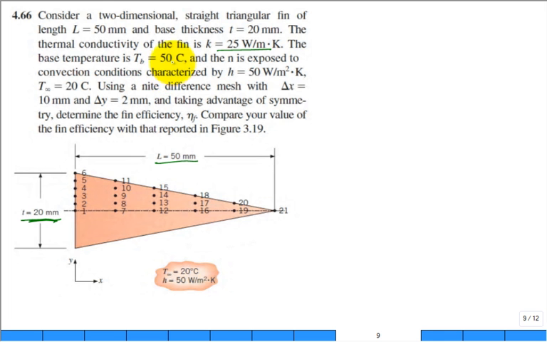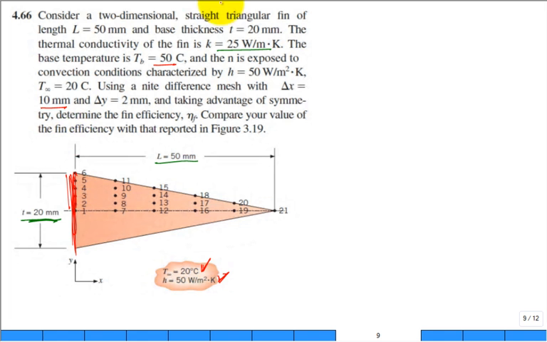The base temperature is 50 degrees C. Where is the base of this fin? You have 3 choices: here, here, or here. The third one. Yeah, so all along this is the base, and every one of those nodes has a temperature of 50. That's the constant base temperature. It's exposed to convection fluid with the convection coefficient h and the temperature of the fluid of 20 degrees C, using the finite difference mesh with delta x equal to 10 millimeters.